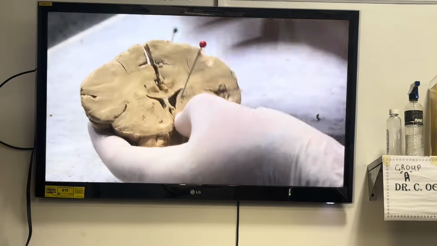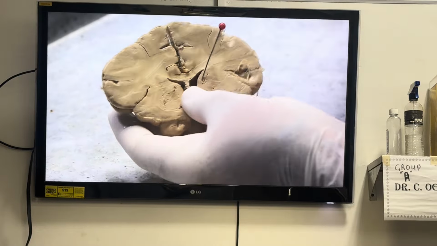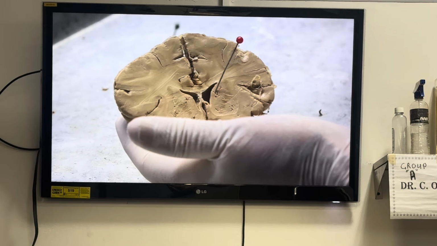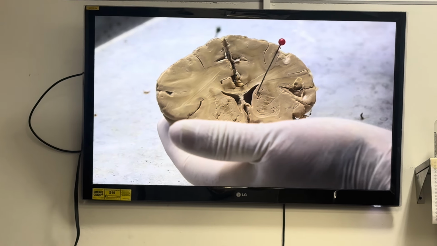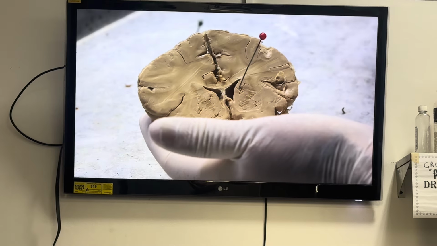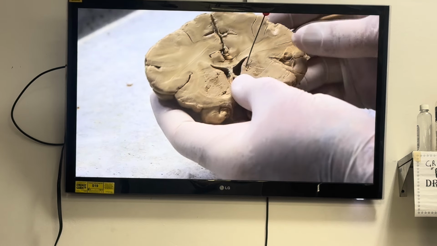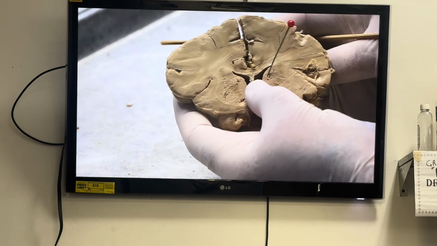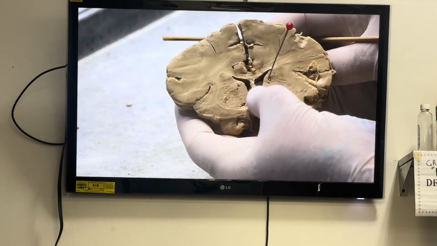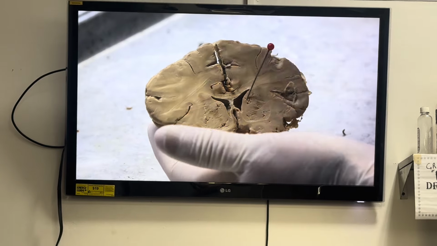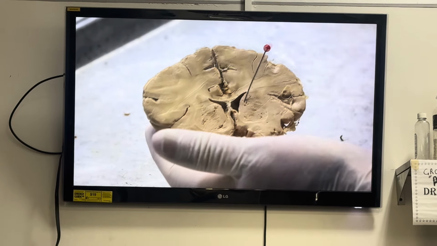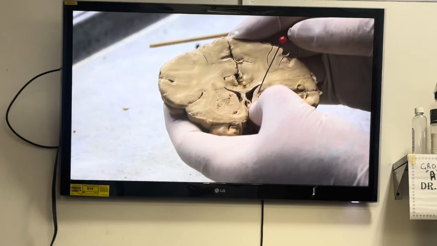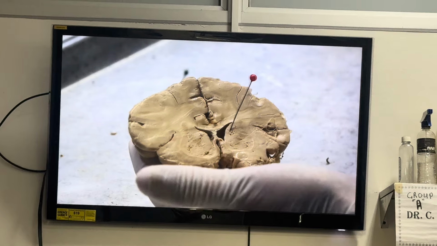So now you have your lentiform nucleus. And this lentiform nucleus is made of which structures? Putamen and globus pallidus. So why is it called globus pallidus? It's more pale comparatively to your putamen. So is your putamen internal or external comparatively? External. Okay, so your globus pallidus.